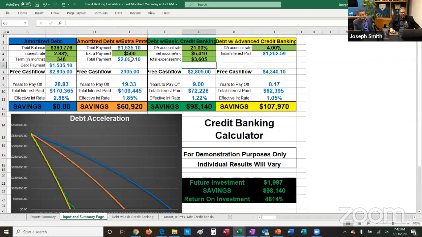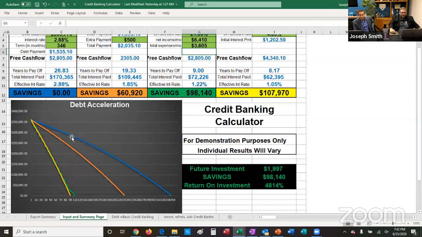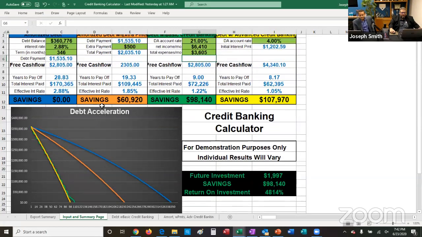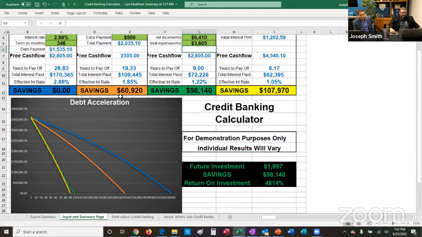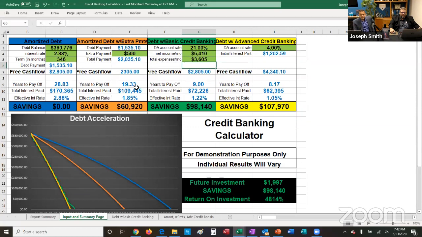Now, if you were to just take an extra $500 and put that towards the debt, so you make the minimum payment and then put an extra $500, you could cut almost 10 years off of that and save yourself $60,000 in interest. Now, if you use the credit banking strategy, as we were talking about, where you're moving your money through your lines of credit, you will pay this off in 9 years and save over $98,000 in interest.